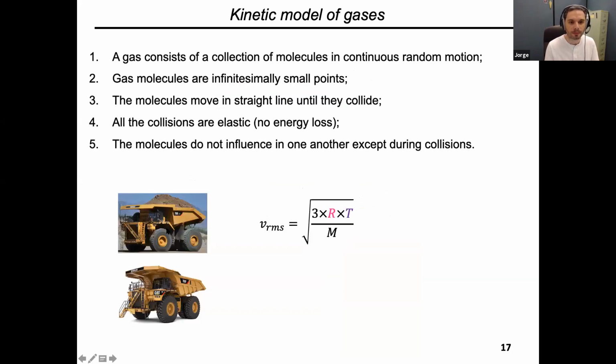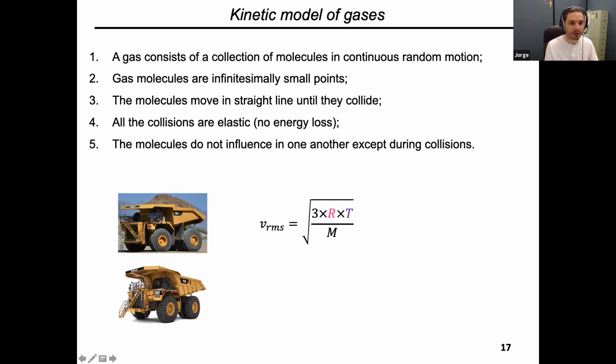Okay, very good. Now let's talk about the kinetic model of gases. The kinetic model of gases was created in order to explain and understand the properties of basically any ideal gas. We already tackled some of the assumptions of the kinetic model of gases, but let's go over all the points and then understand this kind of model.